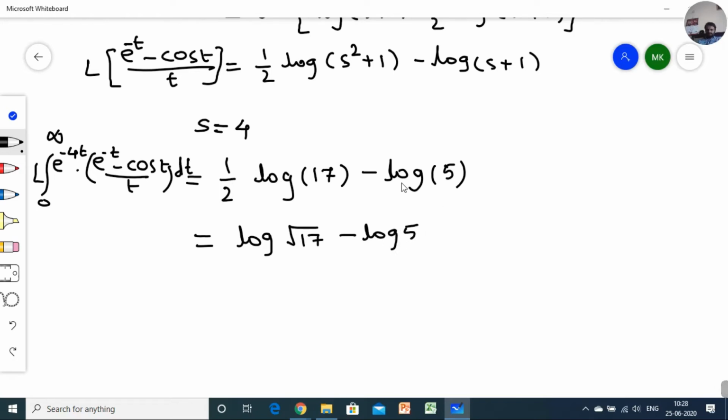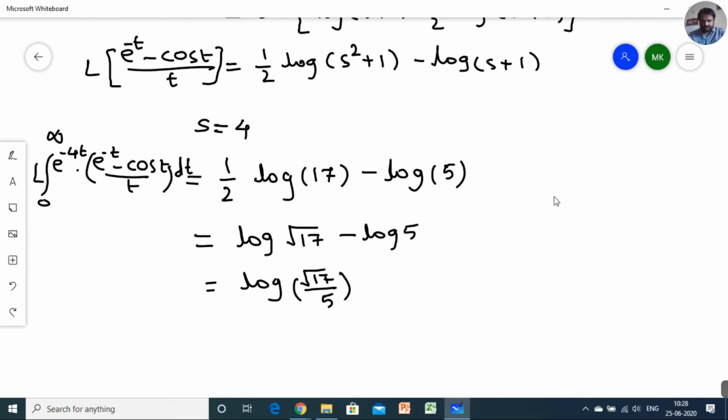Further simplification gives the result log of root 17 by 5, because log of a minus log of b is equal to log of a by b, if you remember the rules of logarithms. So this is our final result, log of root 17 by 5.